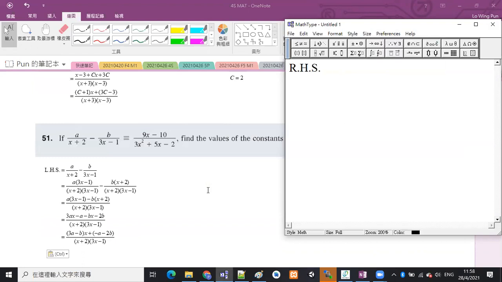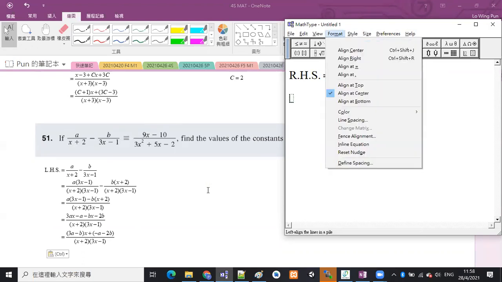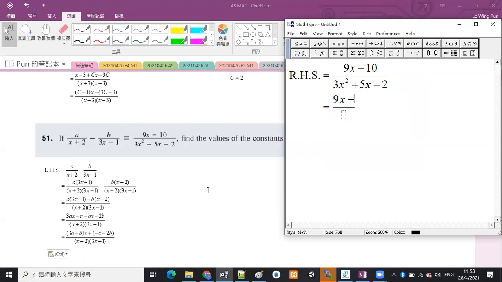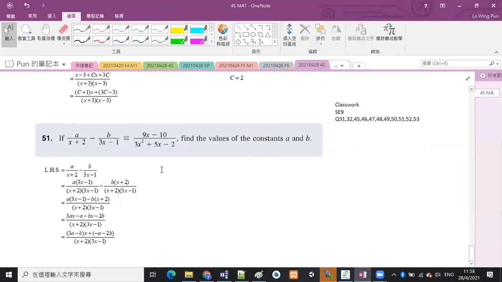Right hand side is 9x minus 10 over 3x squared plus 5x minus 2, and then we need to factorize the denominator. Okay, it becomes, I think it will be just this. Is it correct? Yes, I think so. Okay, denominator is factorized. Numerator is expanded. Okay, and grouped by like terms. So the preparation work is done.